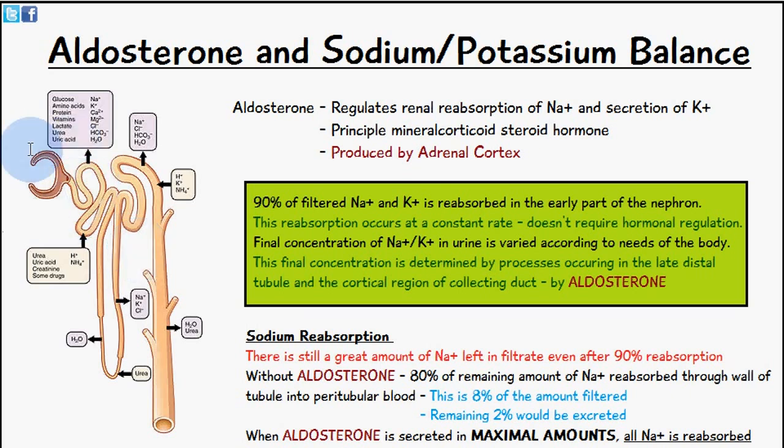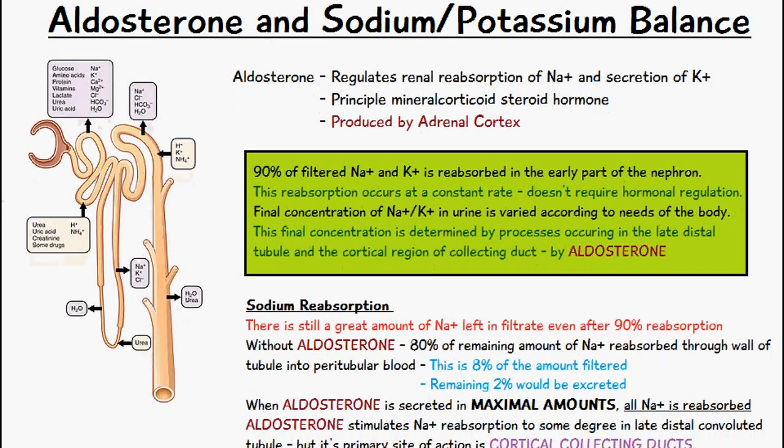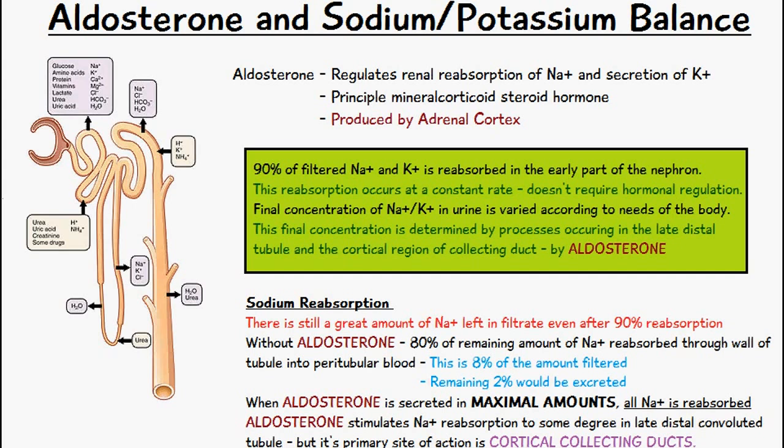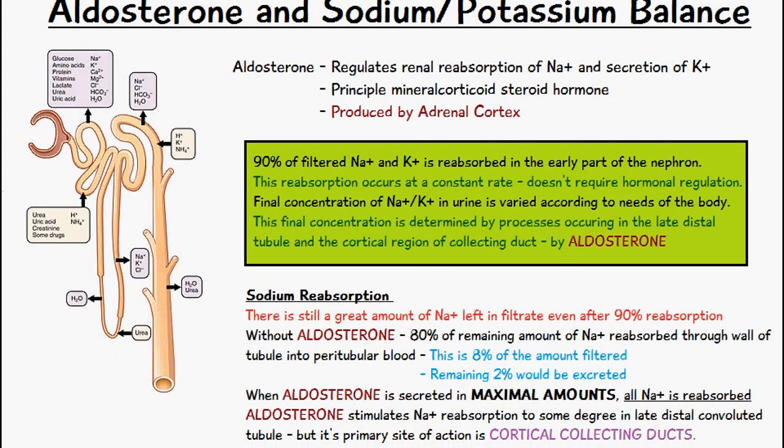This is the Bowman's capsule or the glomerulus, and blood is going to get filtered through this Bowman's capsule to form filtrate. This filtrate is going to contain quite a lot of useful molecules and ions which the body wants to preserve. In this video we're focusing on the ions sodium and potassium, so we'll talk about how they are reabsorbed or secreted.